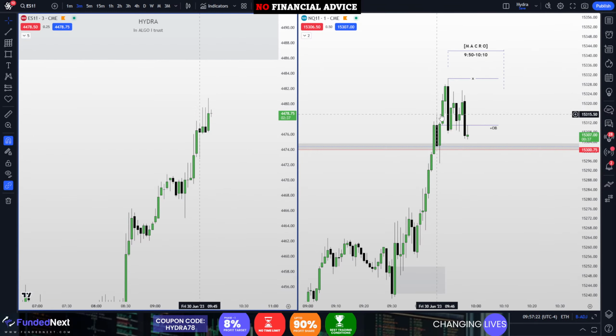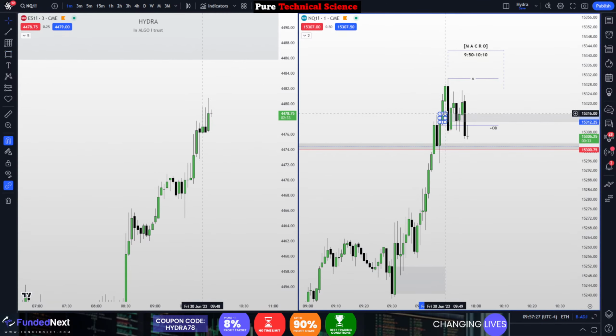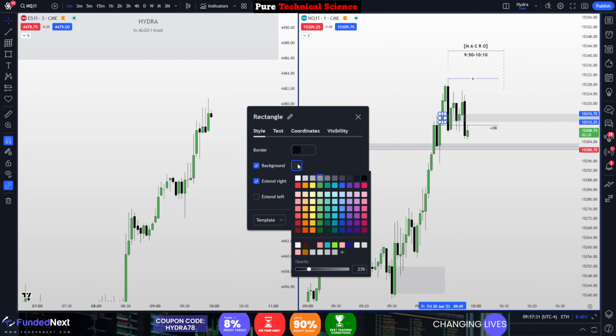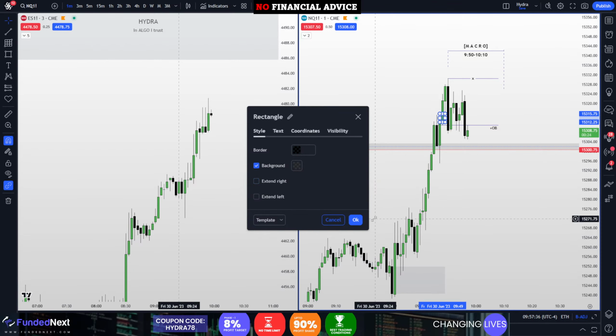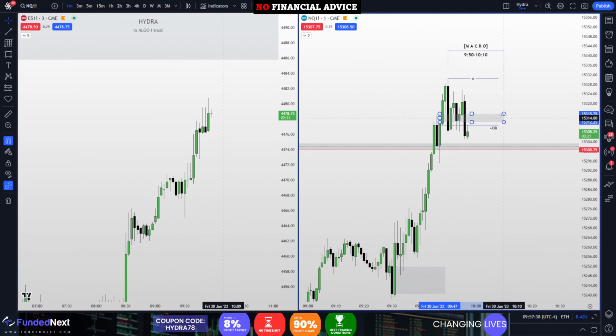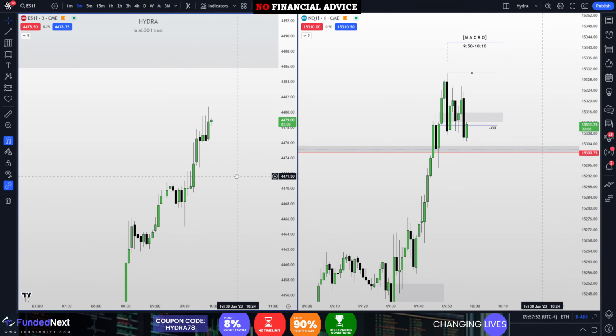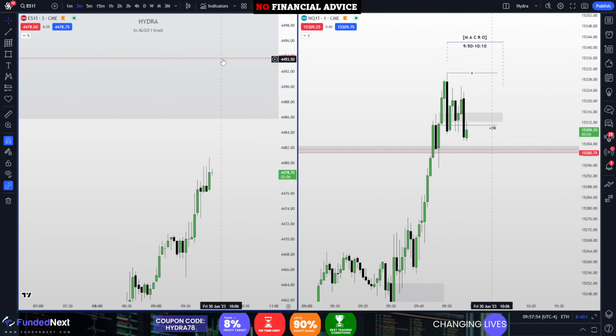Okay, so this fair value gap failed right now, and there's no relative equal high that I see above us. Extend right. On ES, price is yet to reach this level.